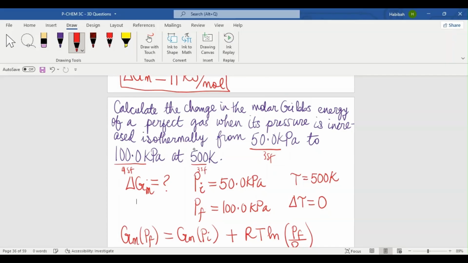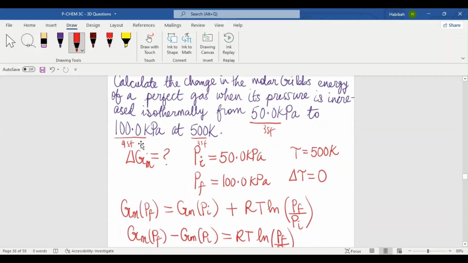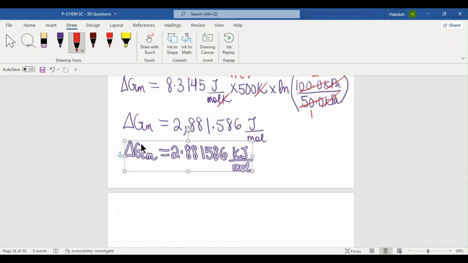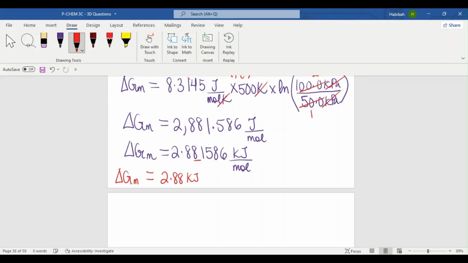The rule in chemistry is that we pick the lowest number of significant figures based on the information we're given in our question, and we use that to determine the number of sig figs for our answer. So we have to actually do this in 3 sig figs. So we're going to stop here. Rewriting this, our final answer is the change in molar Gibbs energy, which is actually 2.88 kilojoule per mole. So that's basically how you answer this particular question.